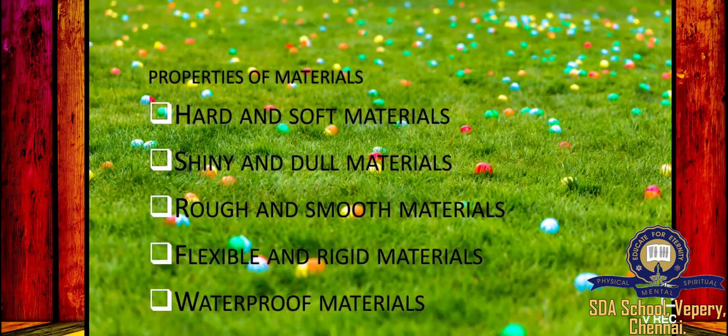Now we are going to learn about properties of materials. So we have 5 properties of materials. One is hard and soft materials, shiny and dull materials, rough and smooth materials, flexible and rigid materials, and the last one is waterproof material. So by the name itself, we can easily understand about these materials. Now we are going to learn each by each.